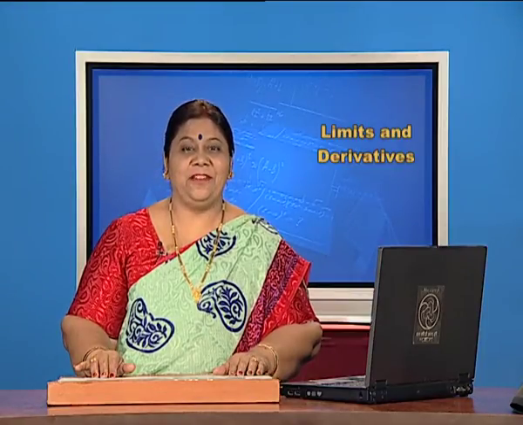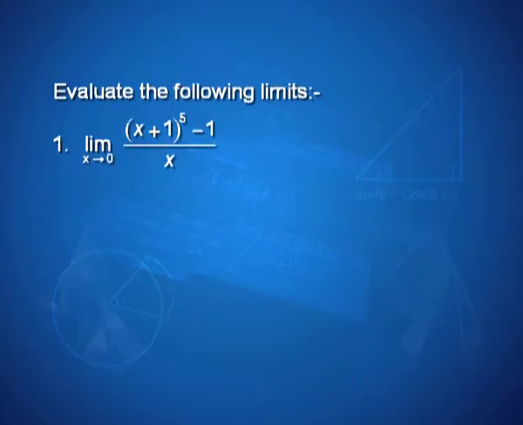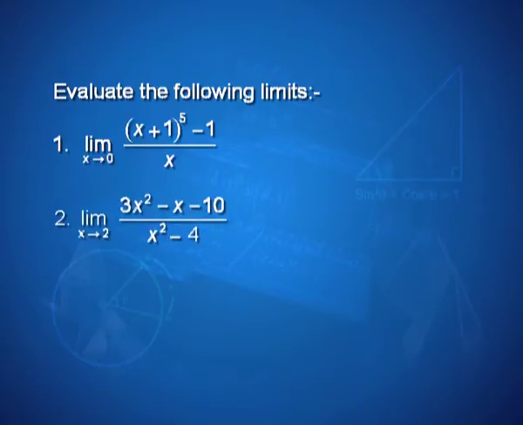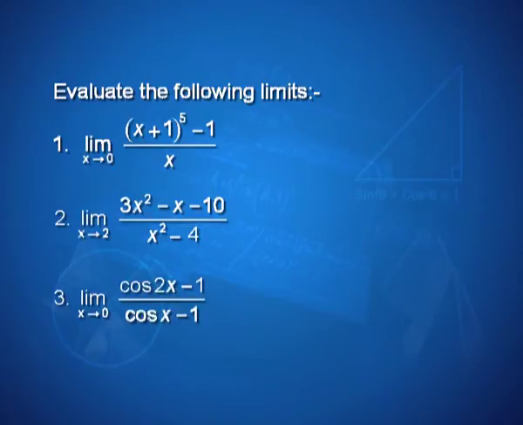Now, it is time to take up assignment. Question number 1, evaluate the following limits. Limit x plus 1 raised to 5 minus 1 upon x as x tends to 0. Question number 2, limit 3x square minus x minus 10 upon x square minus 4 as x tends to 2. Question number 3, limit cos 2x minus 1 upon cos x minus 1 as x tends to 0.